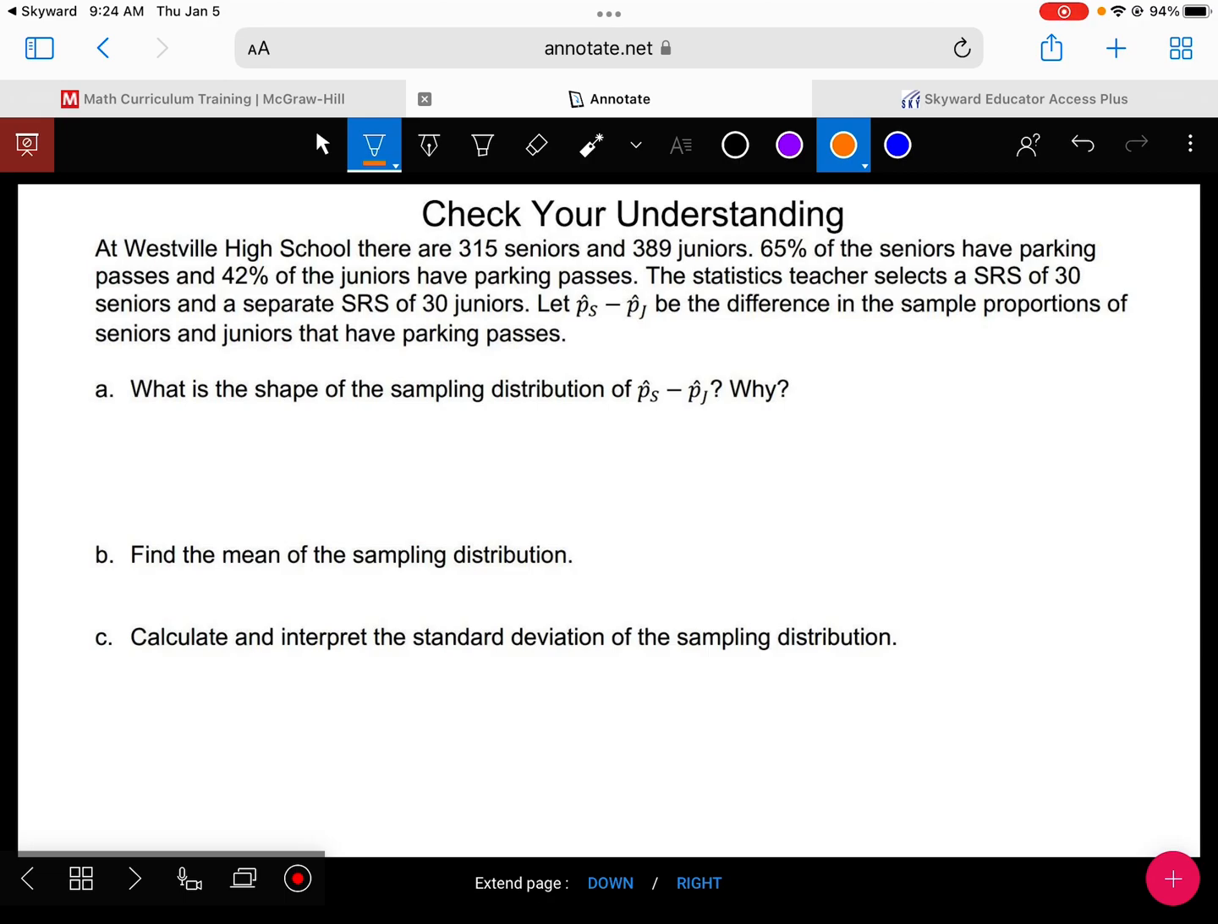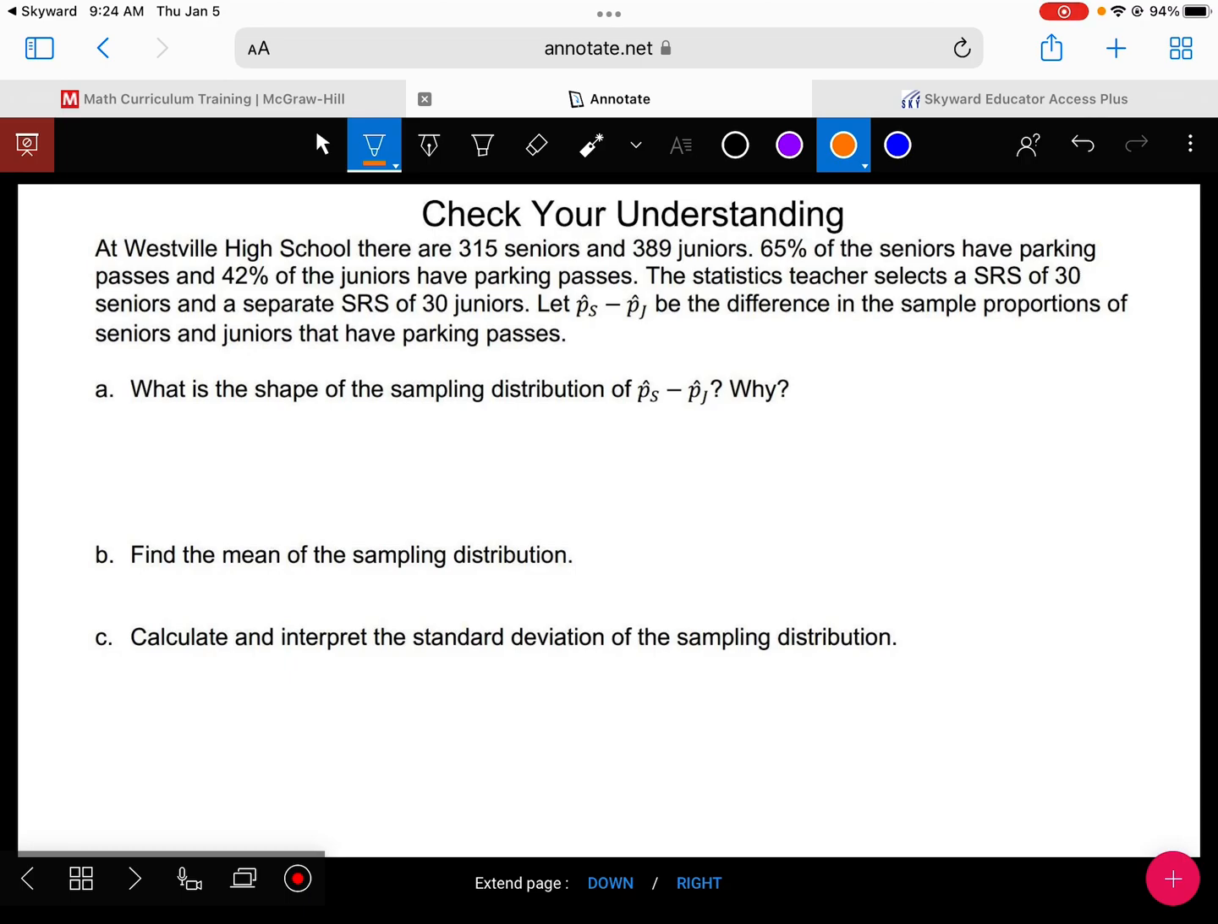What is our shape? Approximately normal. How do you know? Yes. We have passed law of large counts for our juniors and for our seniors. So both of the sampling distributions for those two populations are approximately normal, which means the difference is going to be approximately normal. What's our mean?